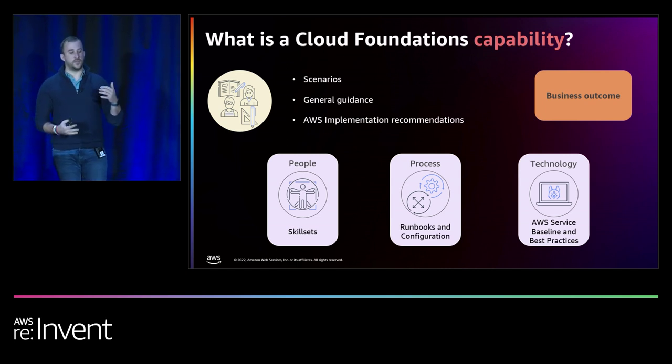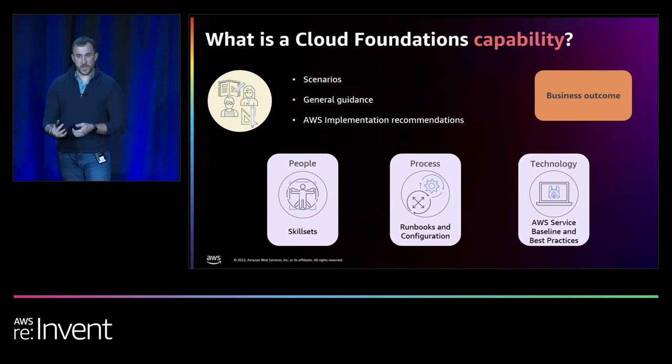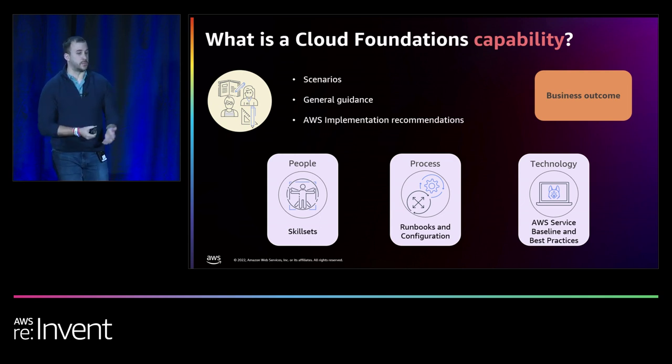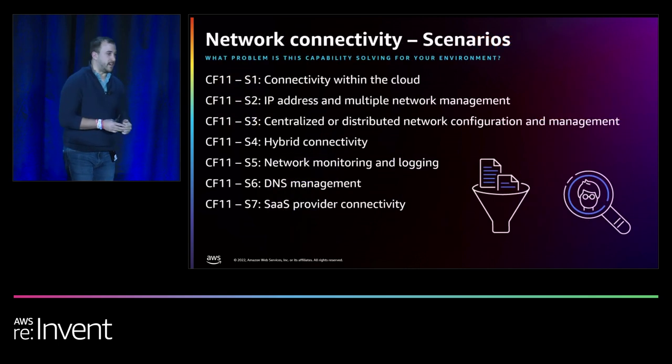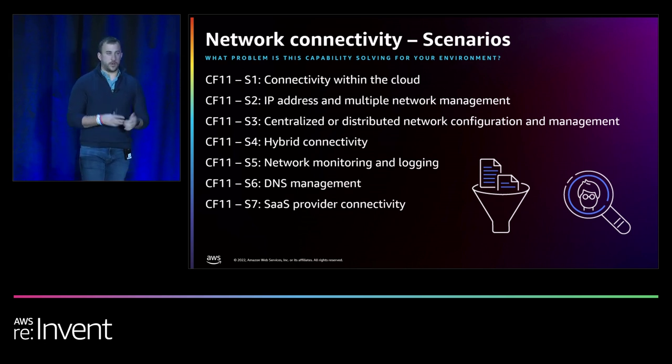And last, we want to give you that technology piece again, the AWS service baseline. What partners do we have that can help you achieve that outcome? And what are the best practices that we have aggregated after working with thousands of customers? So let me dive into that example. And I just picked networking because it's something that we really have to do, right? So the networking capability is meant to help you implement a highly available and scalable network on AWS.